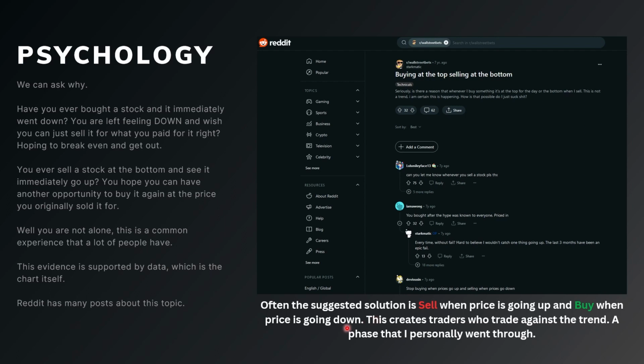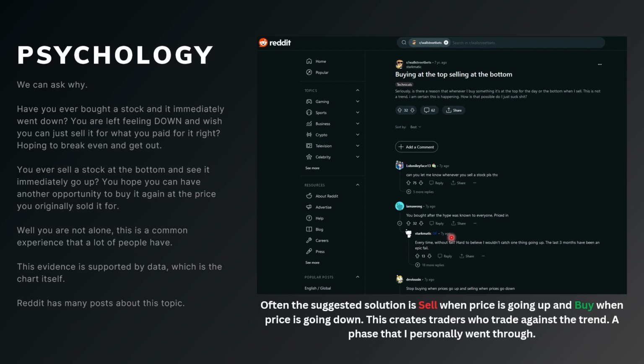so this creates traders who trade against the trend. It's a phase that I went through. It's a phase that most people go through, where the price will be skyrocketing and you're just like, oh yeah, everyone's wrong, because this is who you were and you're trying to do the opposite of what you were doing, right? So there is a way to get out of both mindsets. And I'm telling you that both mindsets aren't wrong and they're not right, right?